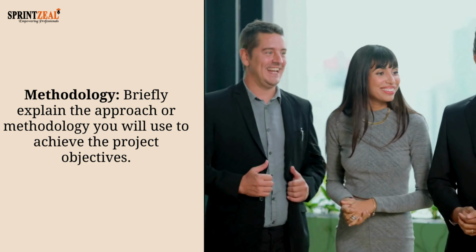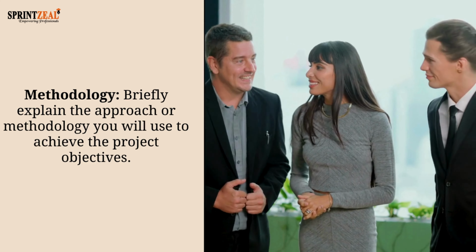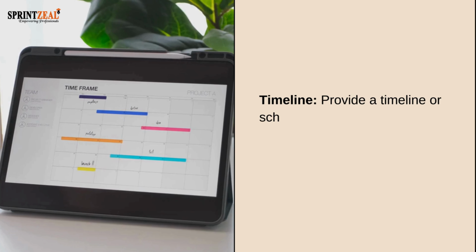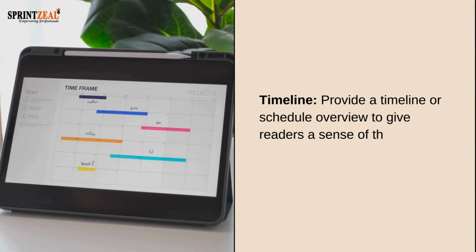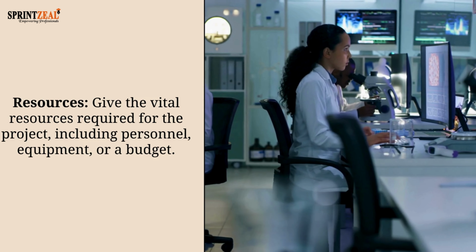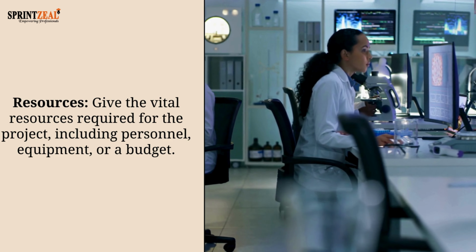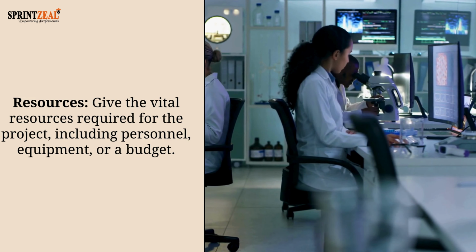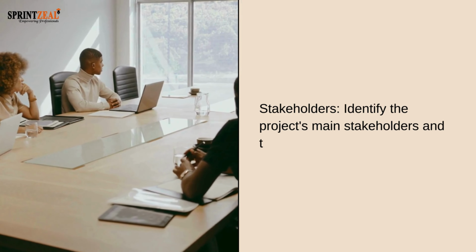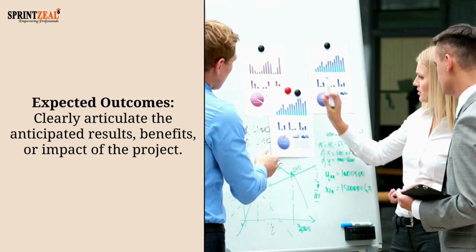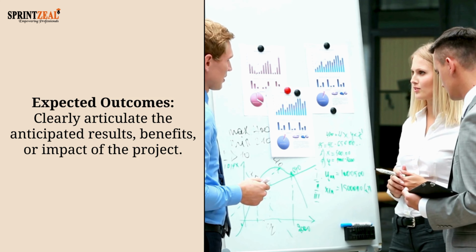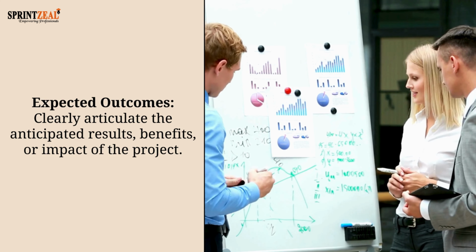Methodology. Briefly explain the approach or methodology you will use to achieve the project objectives. Timeline. Provide a timeline or schedule overview to give readers a sense of the project's duration. Resources. Give the vital resources required for the project, including personnel, equipment, or a budget. Stakeholders. Identify the project's main stakeholders and their roles. Expected outcomes. Clearly articulate the anticipated results, benefits, or impact of the project.